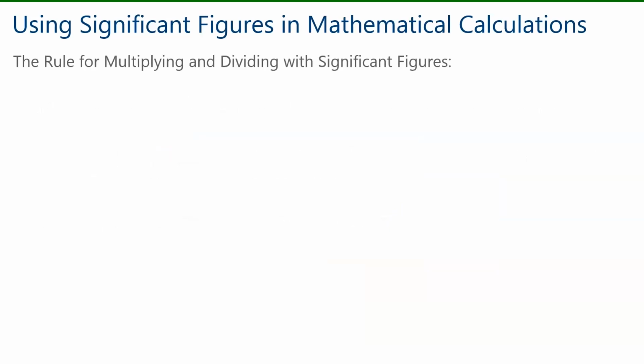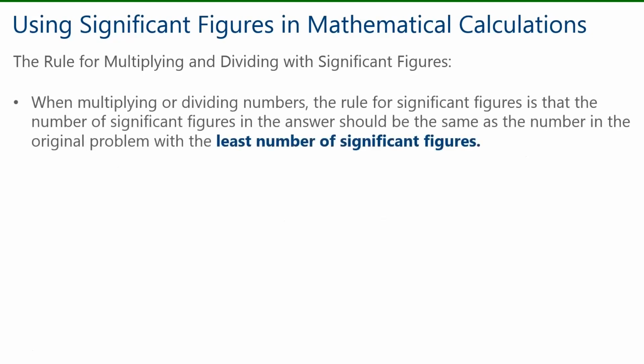Now let's look at the rule for multiplying and dividing with significant figures. When multiplying or dividing numbers, the rule for significant figures is that the number of significant figures in the answer should be the same as the number in the original problem with the least number of significant figures. So notice this time we're not talking about decimal places, we are talking about significant figures.